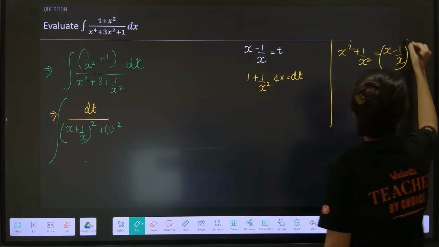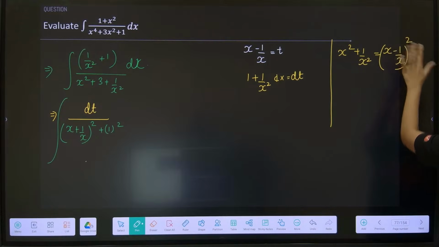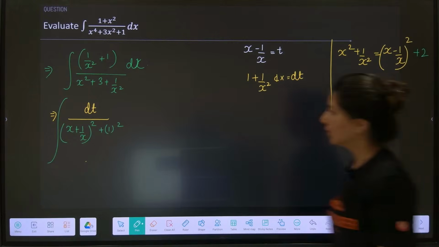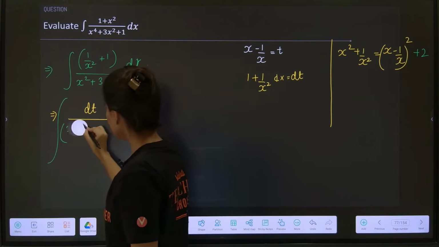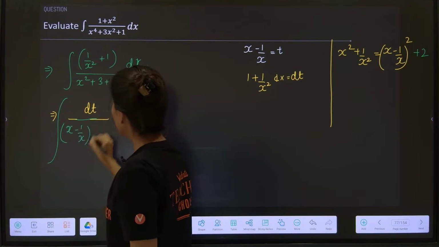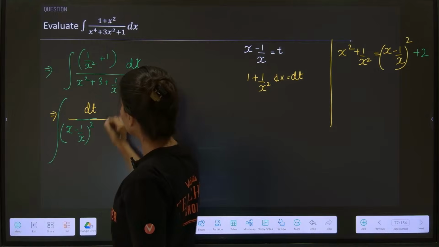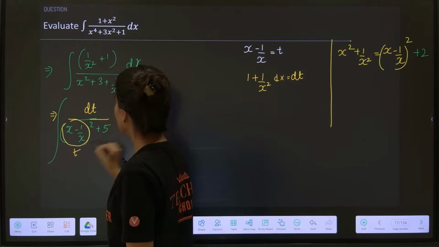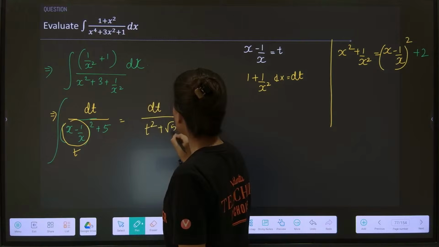Now tell me. So ma'am, if now I open it, it will be x square plus 1 by x square minus 2 will be there if you open it. So to compensate, you have to add plus 2. Okay, so now it's clear. It is going to be what? X minus 1 by x whole square, and it is plus 2 plus 3. So plus 5. And this is anyway t. So it is dt upon t square plus root 5 square.